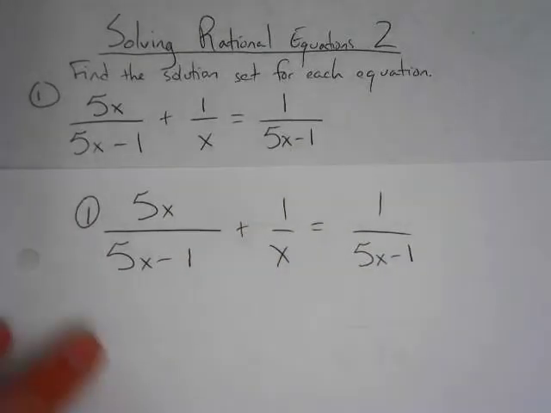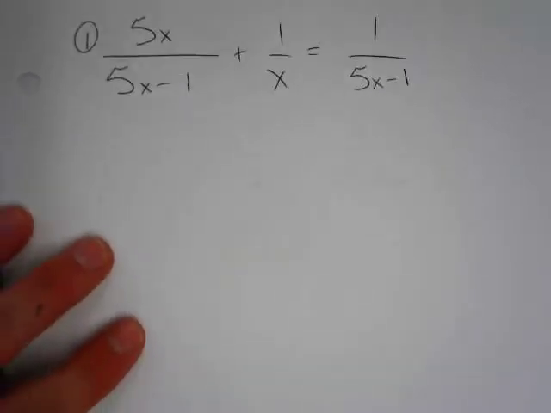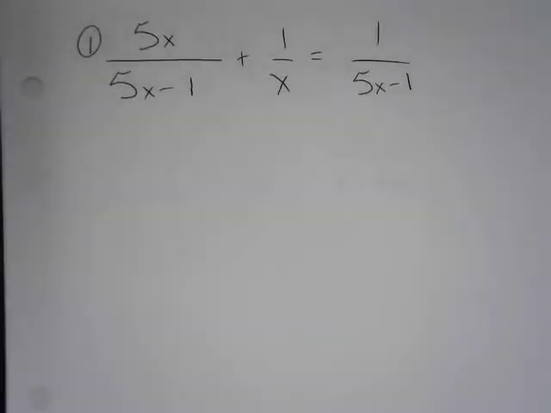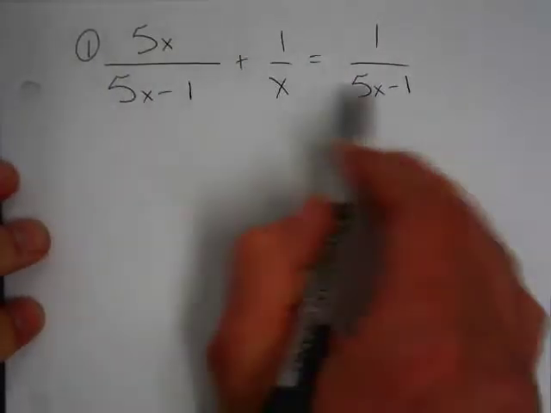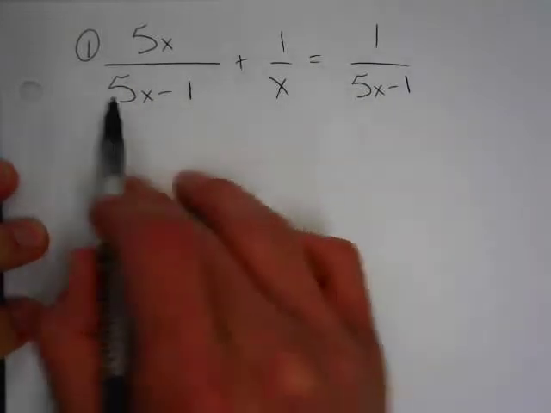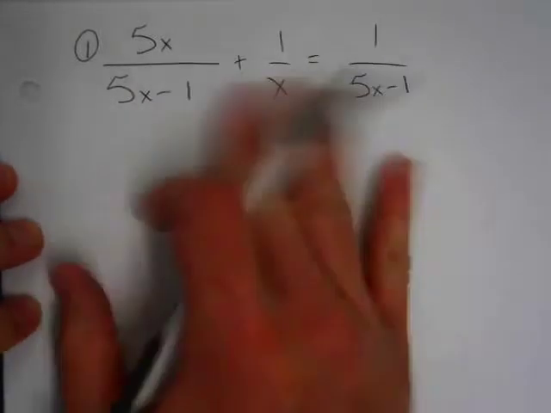So there are two ways we can work with number 1. We could either clear the fractions, or we can simplify each side and then cross multiply. For this one, I'll clear fractions. The way we clear fractions is multiply everything by the denominator. If I look at these denominators, I have two different ones: 5x minus 1 and x.